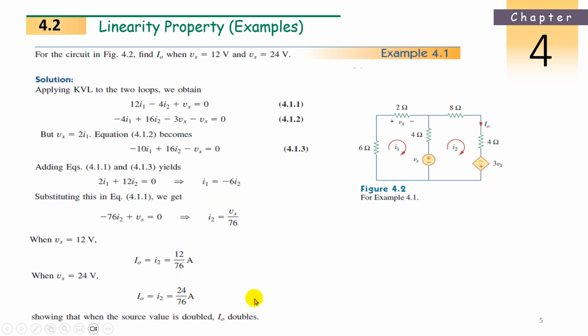So what's happening here? Can anyone see? When Vs was 12 and now Vs is 24, what is happening to the I0? It is not 12 by 76, now it is 24 by 76. So it is also doubled. Is it linearity? Correct, because scaling is there. Homogeneity is now coming. Right? This is called the linearity principle. It is satisfying the linearity property. So like this we have to check the linearity.